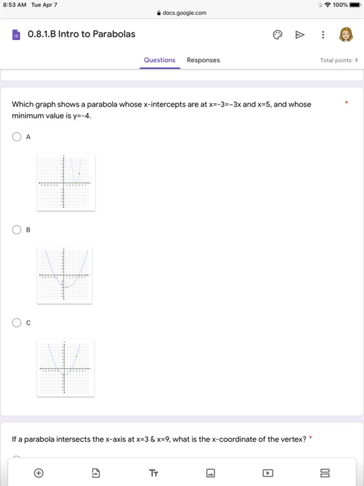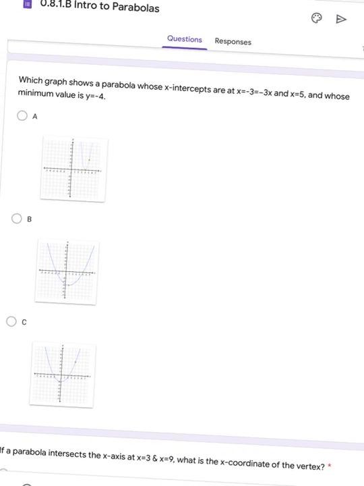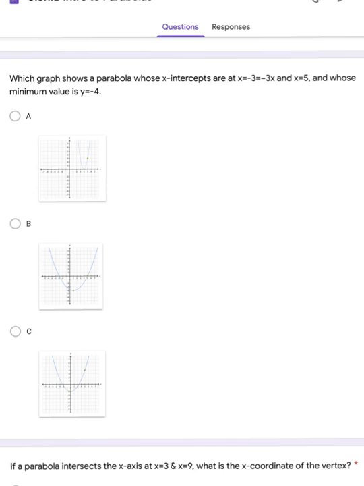All right, so which graph shows a parabola whose x-intercepts are at... what is going on there? There is a typo there. I will fix that on yours so that you guys don't see that.